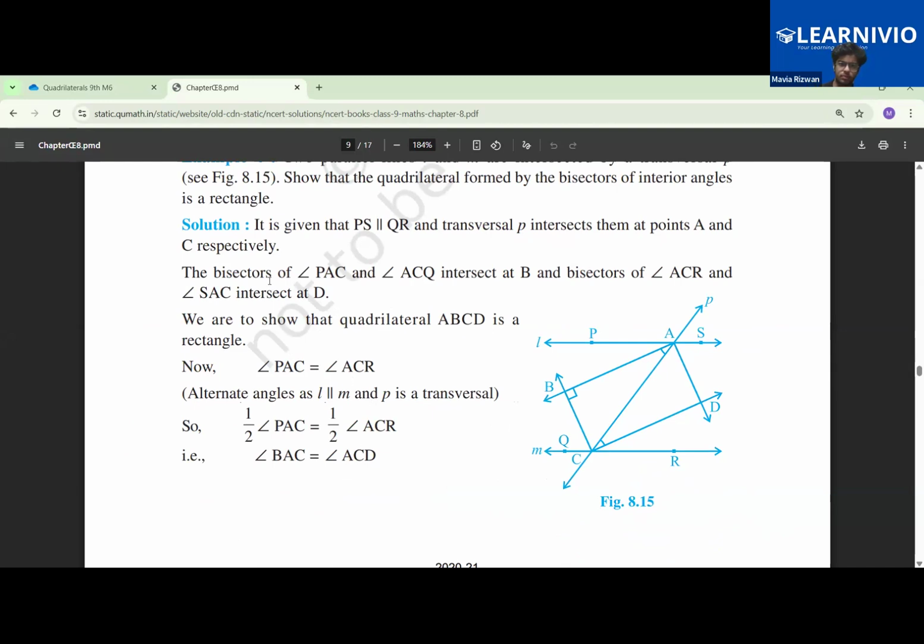PS is equal to QR. That's what I'm thinking. No, PS is equal to QR. PSC is equal to PSC and angle ACQ intersect at B. So that's clear. That's in PSC, ACR, alternate interior angles. You know this.